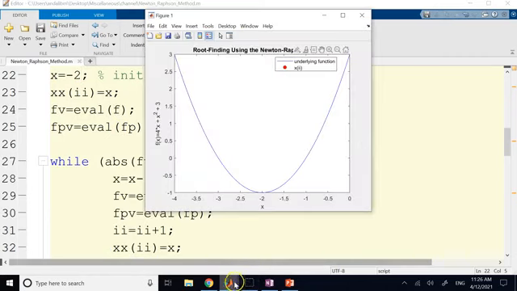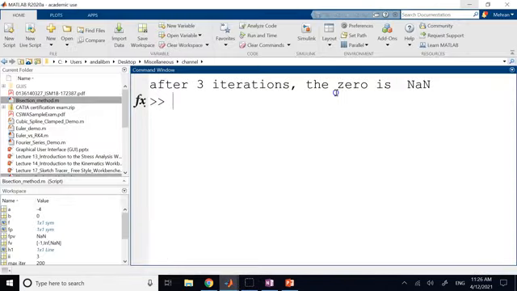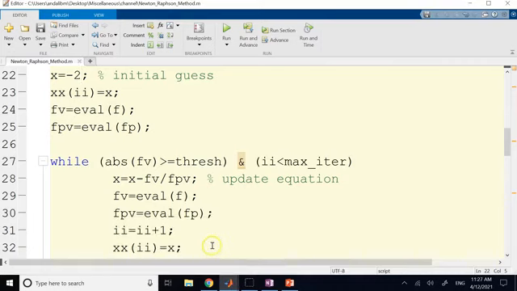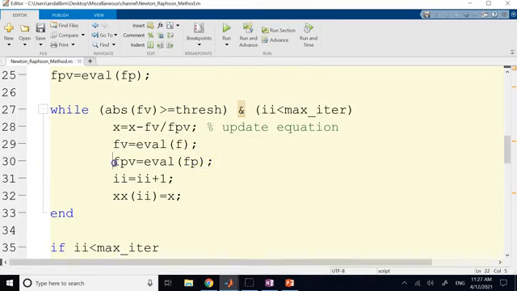Okay, so here, look, it says 3 iterations, but it didn't converge to anything. It didn't give me an error for division by 0, but instead gave me a NaN, which is not a number. That's basically the same thing. So instead, I should say, if this derivative or the new value is a NaN, stop it.